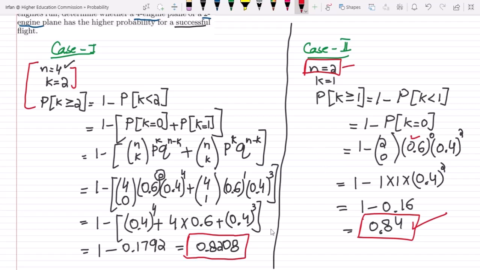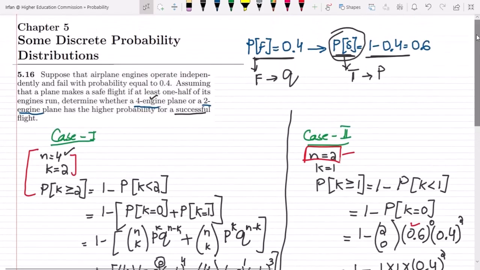So that's it for today, in which we have seen the performance of the binomial probability law in decision making for airplane engine operation.